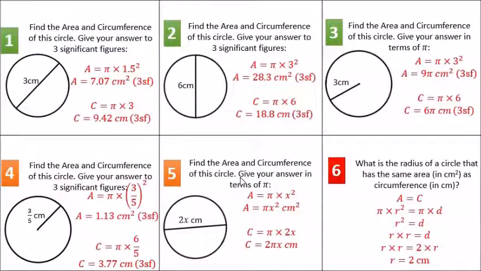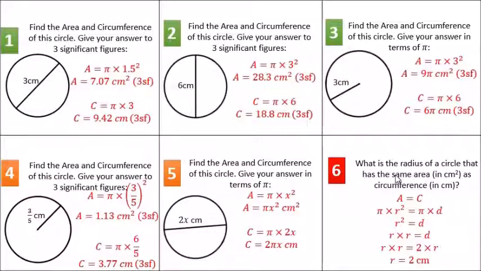Question 5, we have an area of pi times x squared, because if our diameter is 2x then our radius is x, which we can write as pi x squared. And that is in terms of pi now as an answer, so we leave it as that. For the circumference, it's pi multiplied by the diameter. The diameter is 2x, so we have 2 pi x as our circumference.